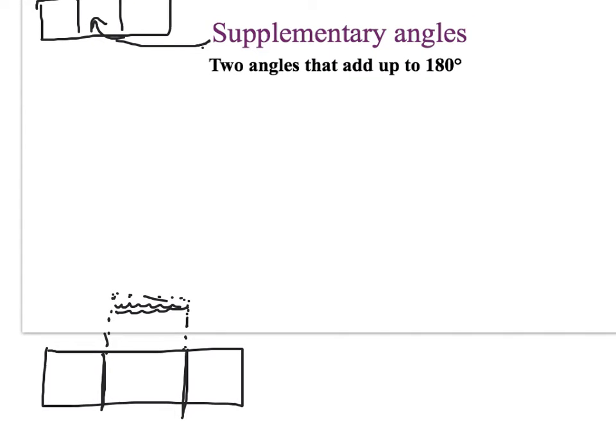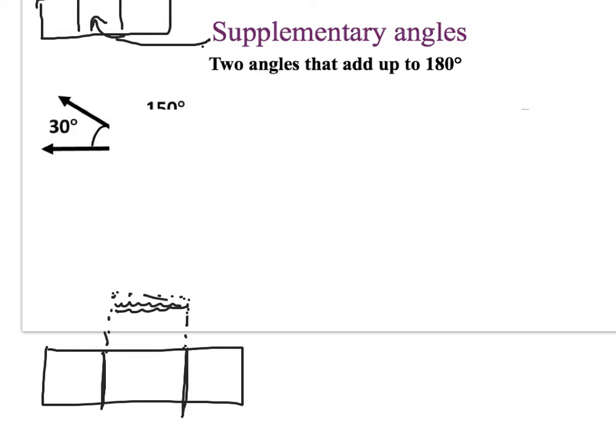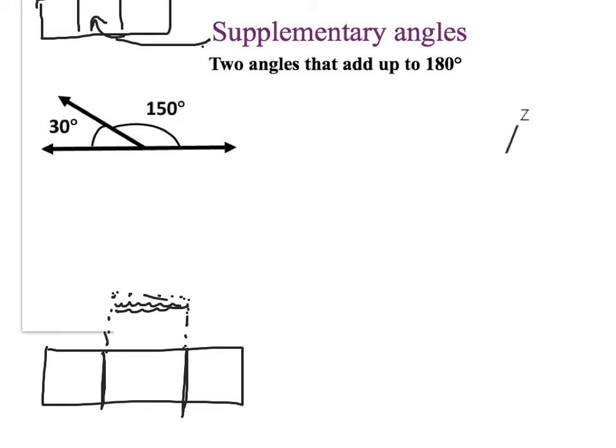So an example of what this looks like is this angle. A 180 degree angle is just a straight line. So these two angles are supplementary because they add up to 180 degrees. This 30 degree angle put together with this 150 degree angle equals 180.